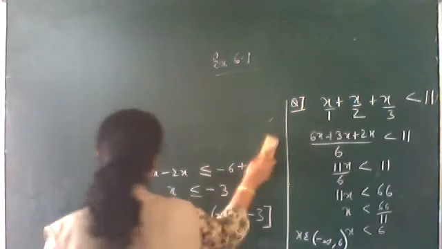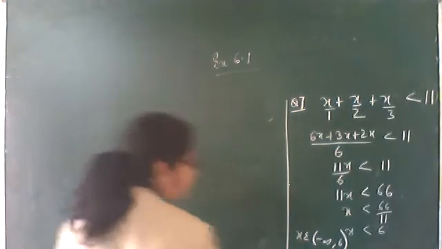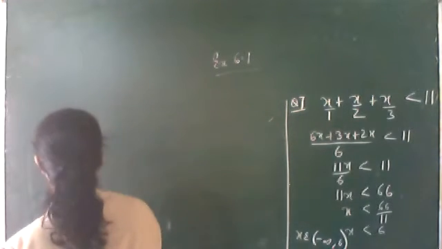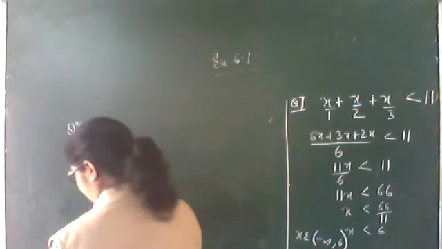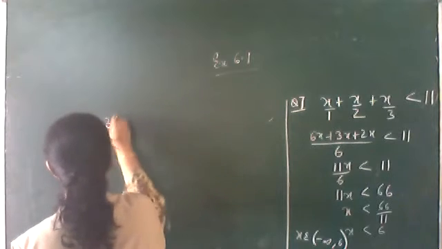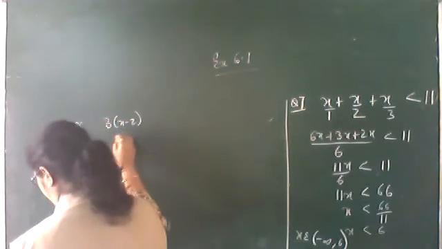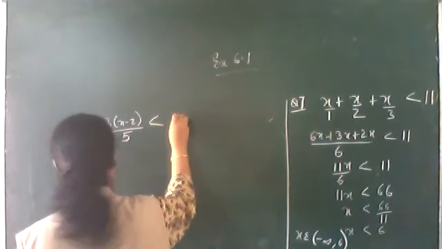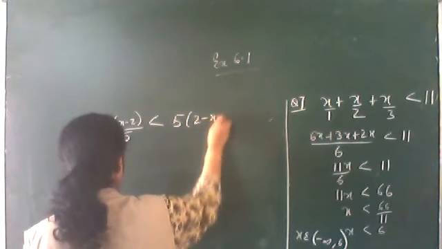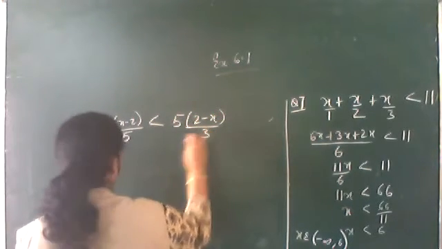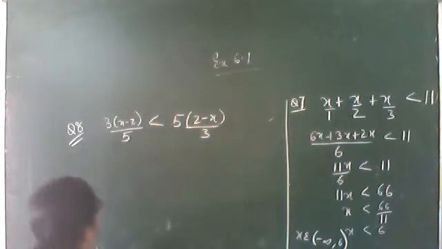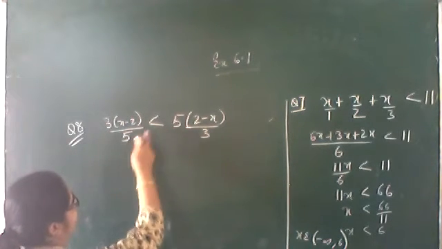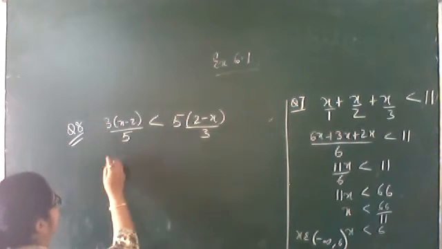Then come to question number 8. So your question number 8 is 3 times (x minus 2) upon 5 is less than 5 times (2 minus x) upon 3. Clear? So what you can do, either you cross multiply first or you open the bracket first. It's your wish. So we'll open the bracket first.